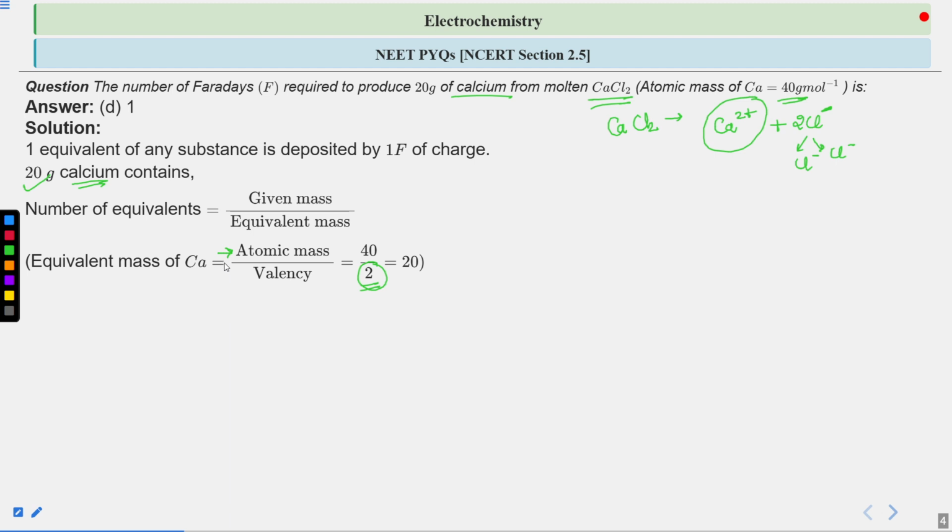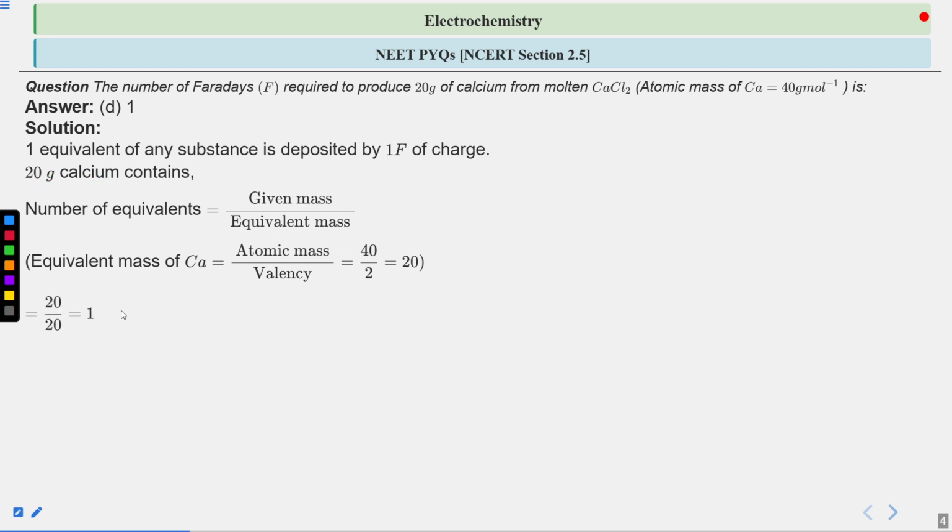So the equivalent mass of calcium will become 40 divided by 2. 2 times 20 is 40, so 40 by 2 is 20. You just have to divide 40 by 2, so the answer is 20. 20 is the equivalent mass. You can put this equivalent mass into this formula.